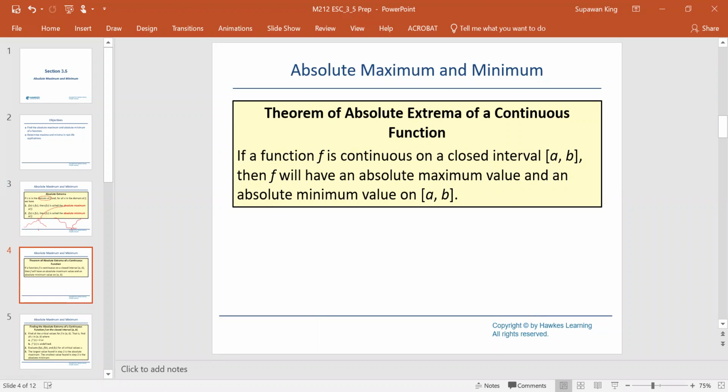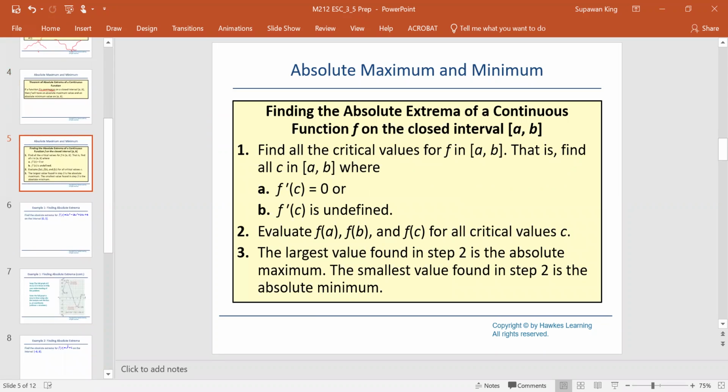The theorem of absolute extrema of a continuous function. If the function f is continuous, that means you have a smooth curve on the closed interval [a, b], then f has an absolute maximum value and an absolute minimum value on the closed interval [a, b].